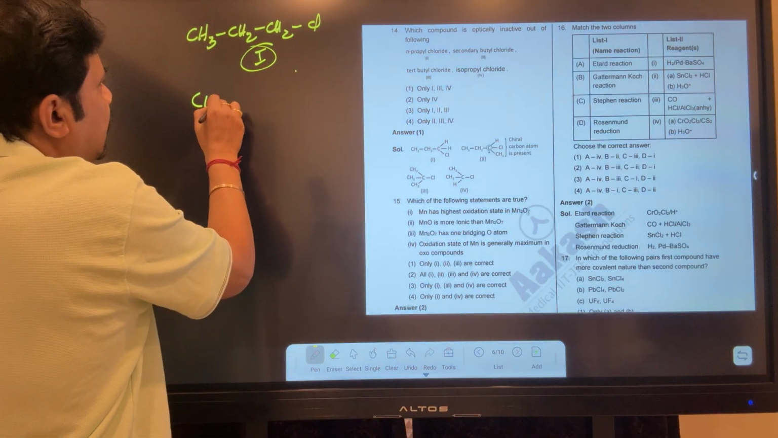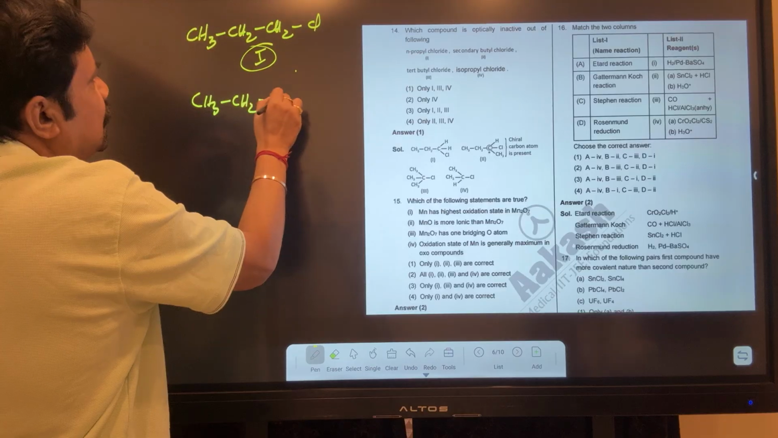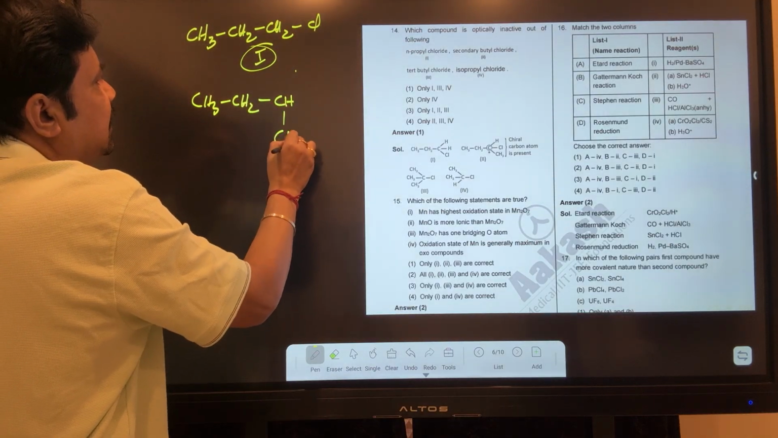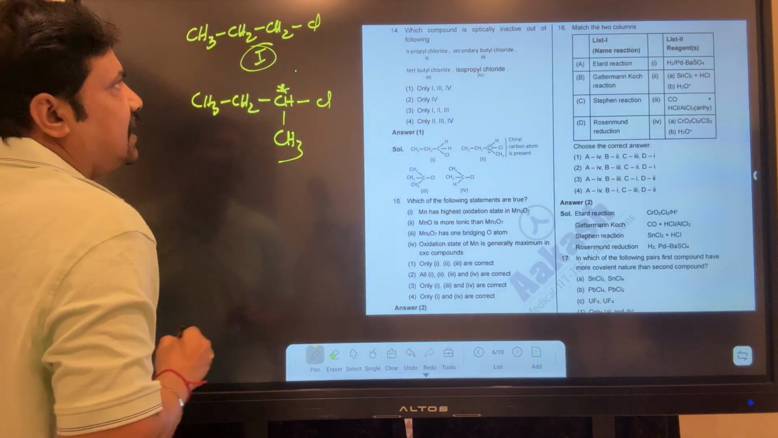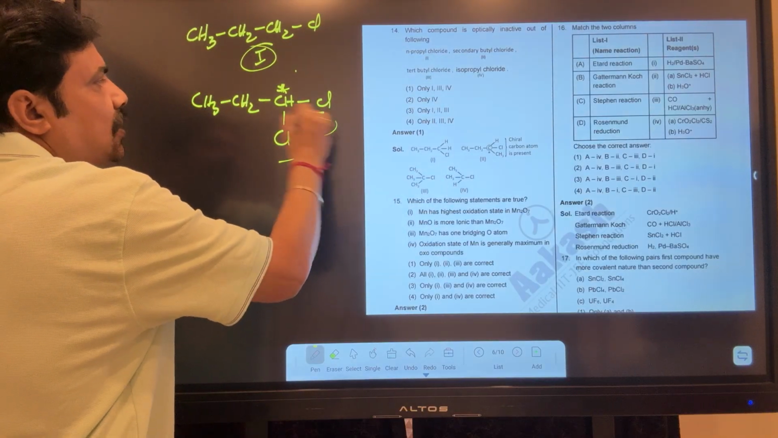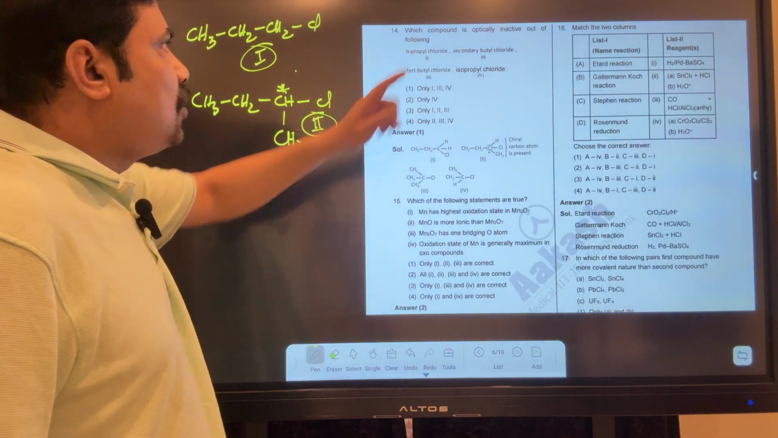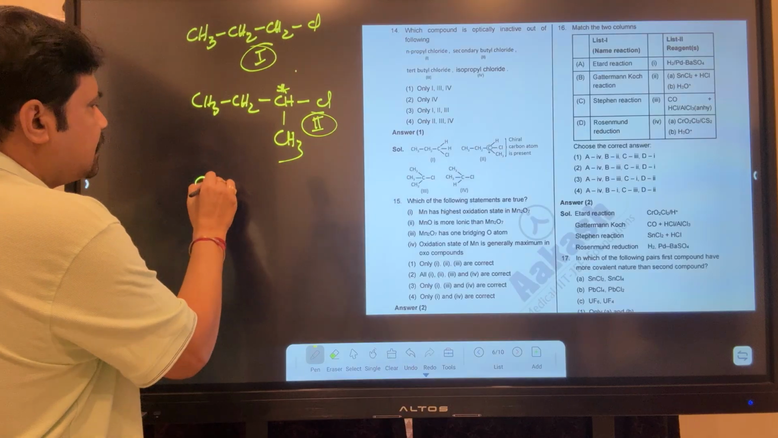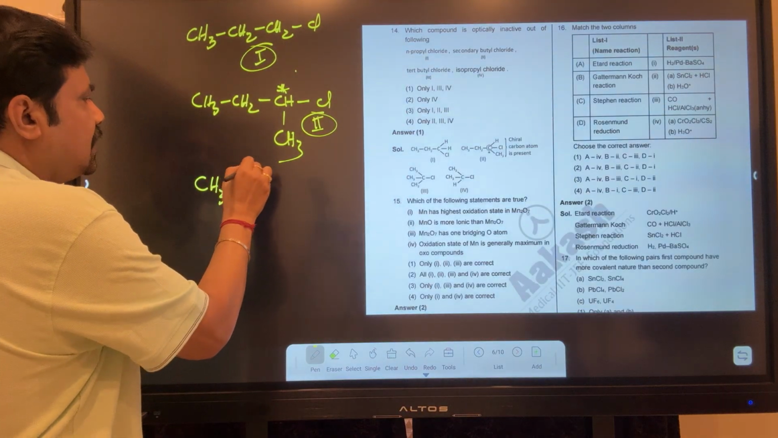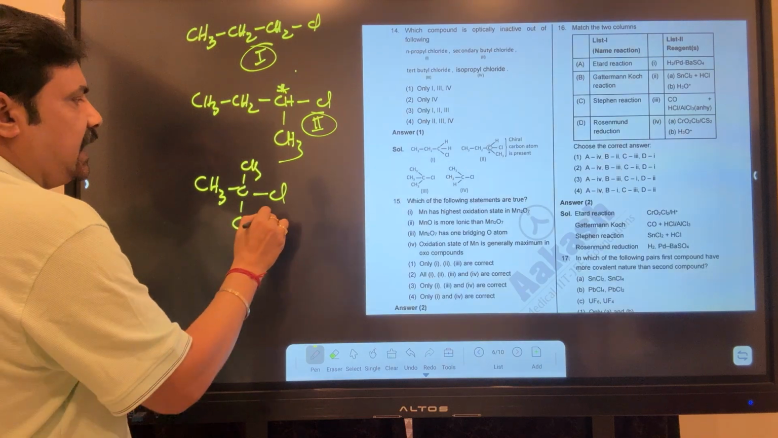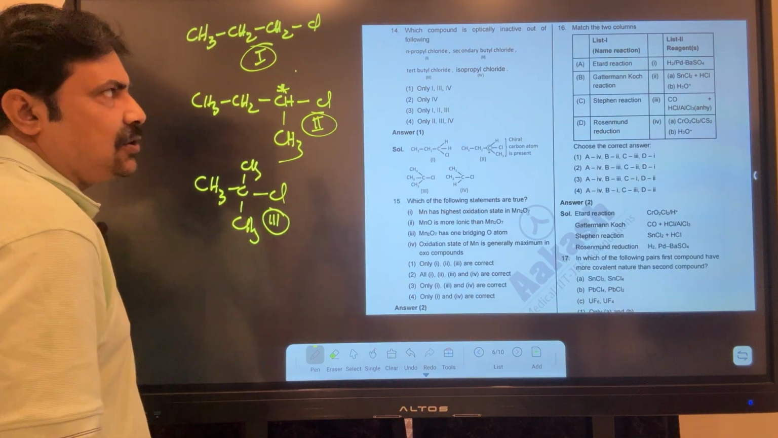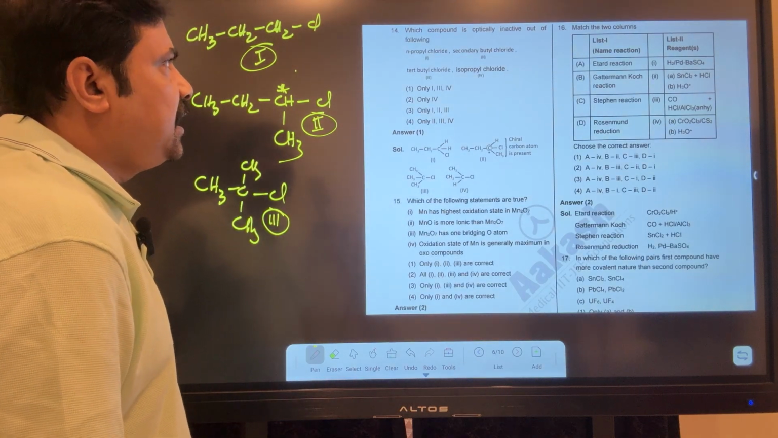Secondary butyl chloride. What is secondary butyl chloride? CH3, CH2, CH, CH3. This is a secondary butyl group, here with chloride. Now you look at here, a chiral center is there. Then the second compound is optically active. Now tertiary butyl chloride. The tertiary butyl group is this one, and with that chloride there is no chiral center. Three methyl groups are present. This is optically inactive.